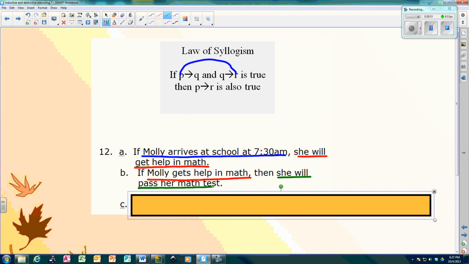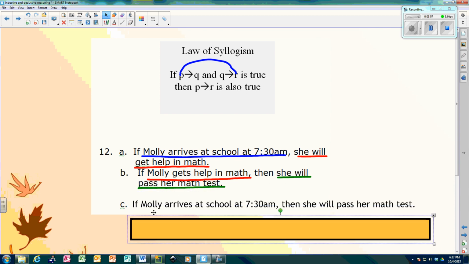So here's the R. So if I put these two together, then I need the blue statement and the green statement. If Molly arrives at school at 7:30 a.m., then she will pass her math test. That would be the law of syllogism.